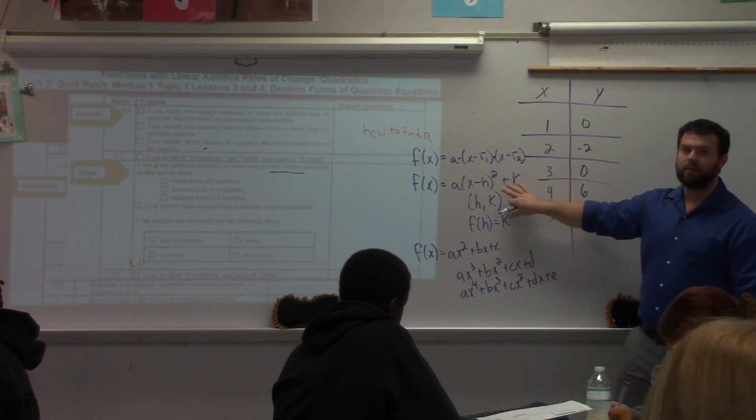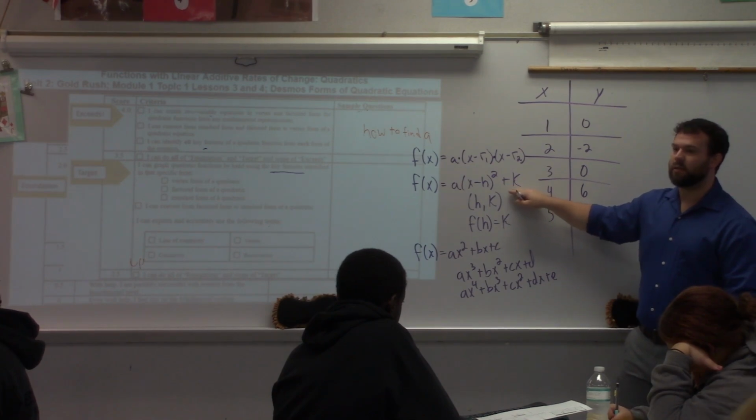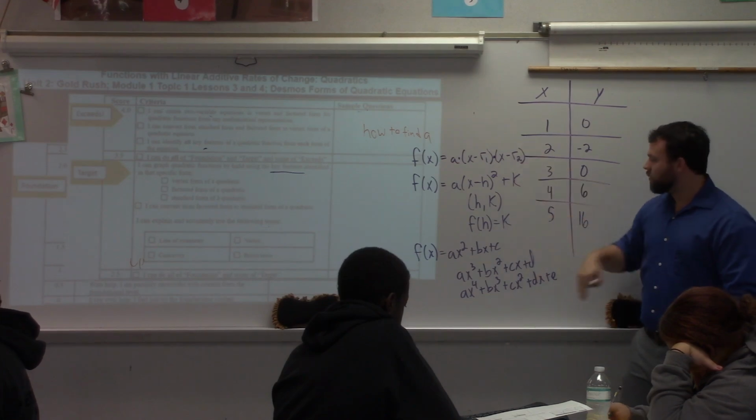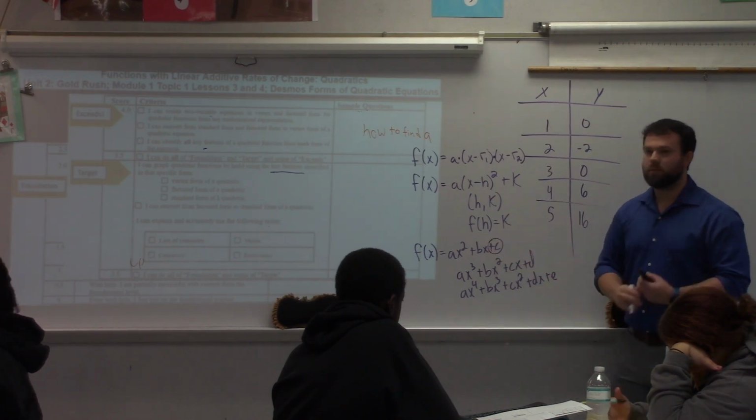So does it have the y-intercept? No. I have several people who told me K was my y-intercept, and that messes you up. K is not a y-intercept. Which of these forms has a y-intercept? Standard, with that C right here.